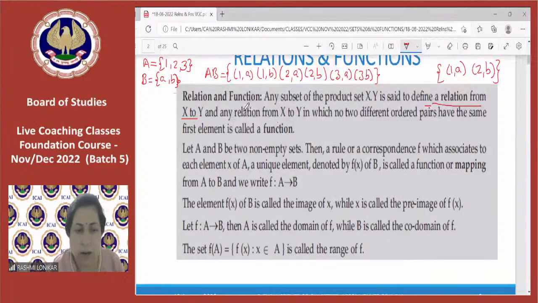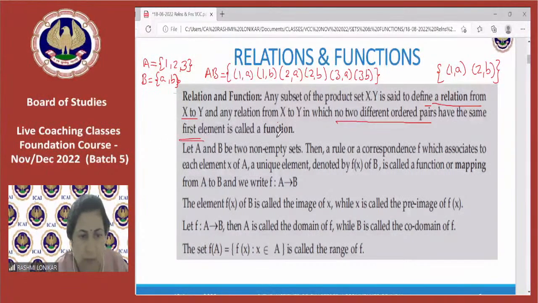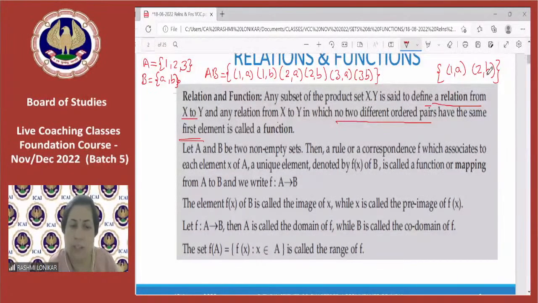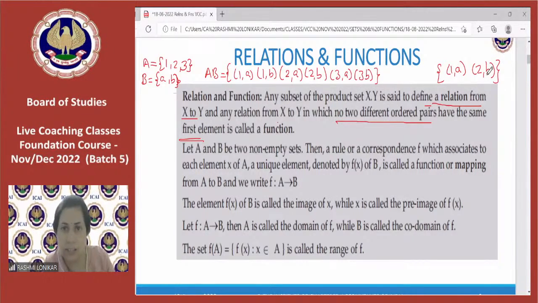And very important, any relation from X to Y in which no two different ordered pairs have the same first element is called a function. In this case, this will be a function because in these ordered pairs, what is the first element? It is 1. And what is the first element in this pair? It is 2. So they do not have the same first element. So then we say that it is a function.